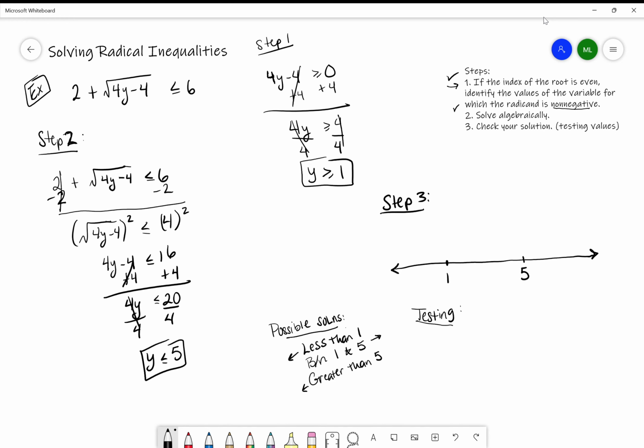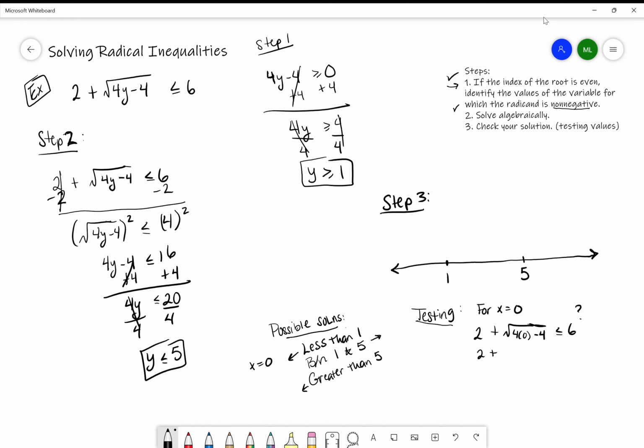So testing, I will choose a value less than 1, which I'm going to let x equal to 0. So the testing value that we're going to do is at x equal to 0. For x equal to 0, we put it back in our original equation. So it's 2 plus the square root of 4 times 4 minus 4. Now what you're checking for is that less than or equal to 6? That's what you're checking for.